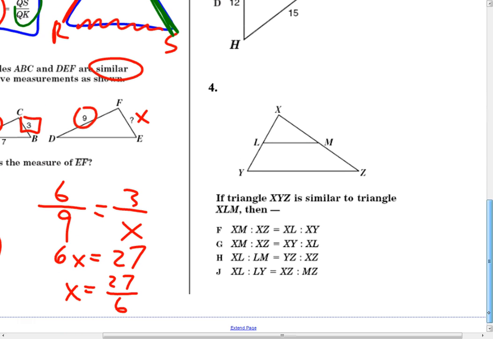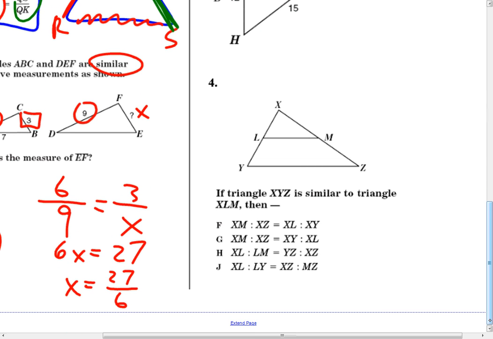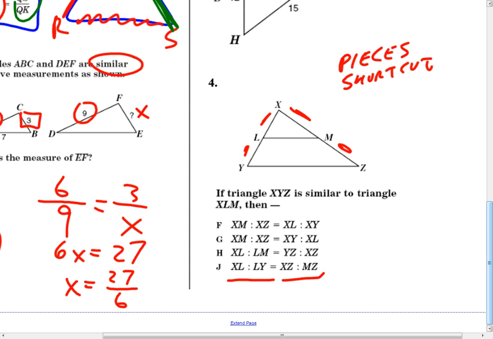Number 4 is just like problem number 1, only we're showing it with ratios instead of fractions. So I got two options here. Maybe these proportions are showing the pieces shortcut, in which case I'm dealing with just the little pieces of the sides. XL, LY, that's right there. XM, MZ, that's right there. So this problem is showing a proportion that is dealing with just the pieces.